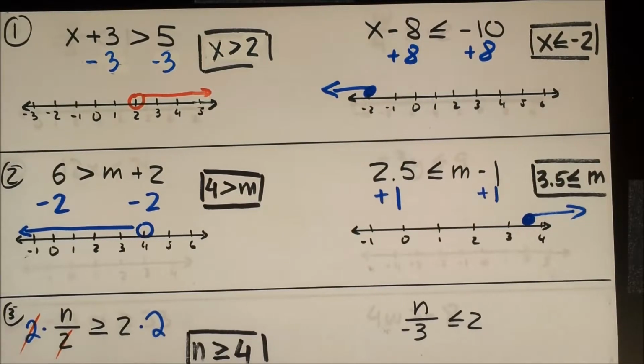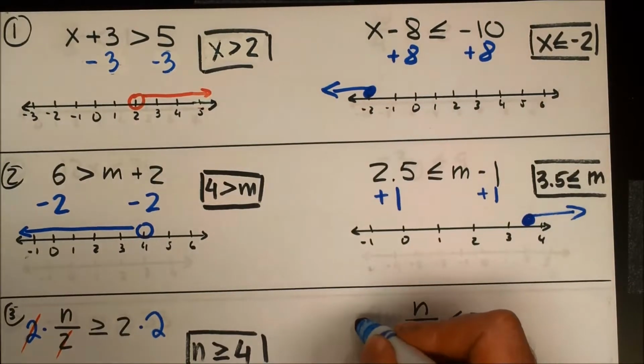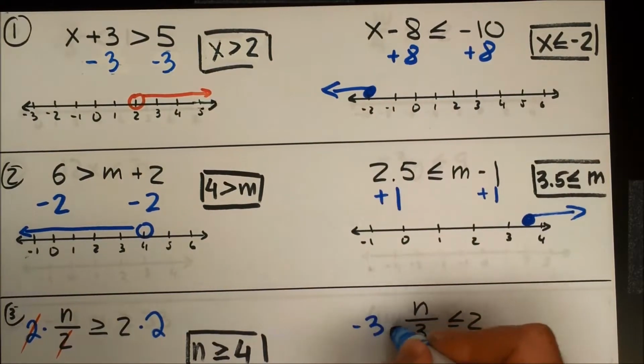next, the second half of 3 is actually a little bit interesting. N is being divided by 3. The opposite of being divided by 3 is n is being divided by negative 3. The opposite of being divided by a negative 3 is to multiply by a negative 3. So I get to multiply both sides by a negative 3.